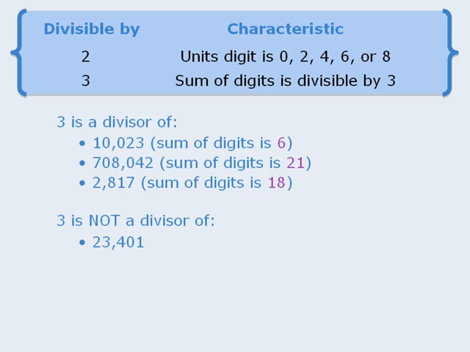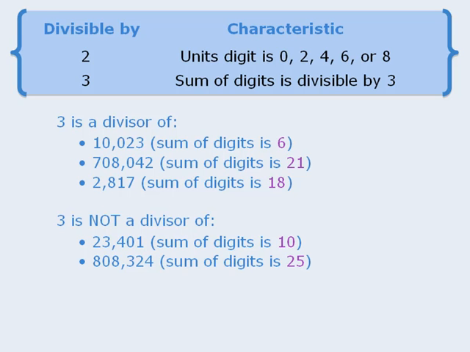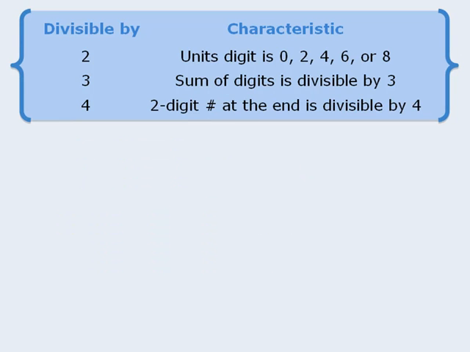Conversely, 23,401 is not divisible by 3, since the sum of its digits is 10, and 10 is not divisible by 3. Similarly, this number is not divisible by 3, since the sum of its digits is 25, and 25 is not divisible by 3.